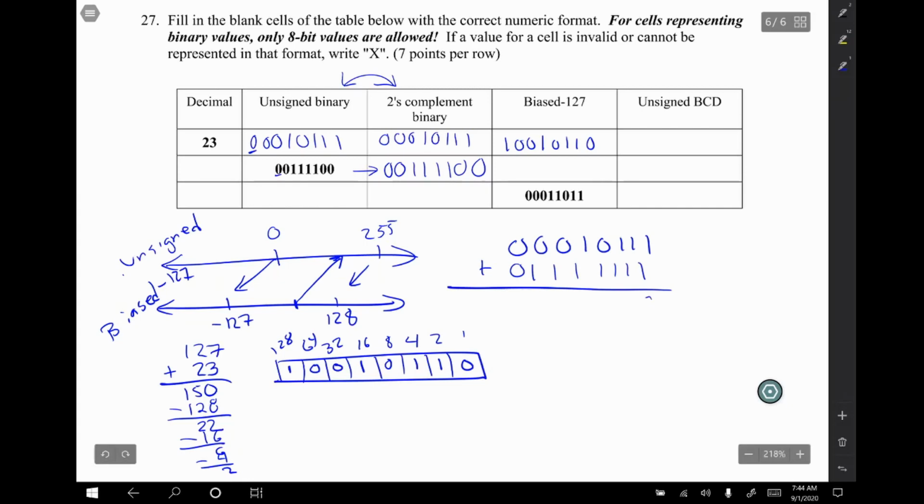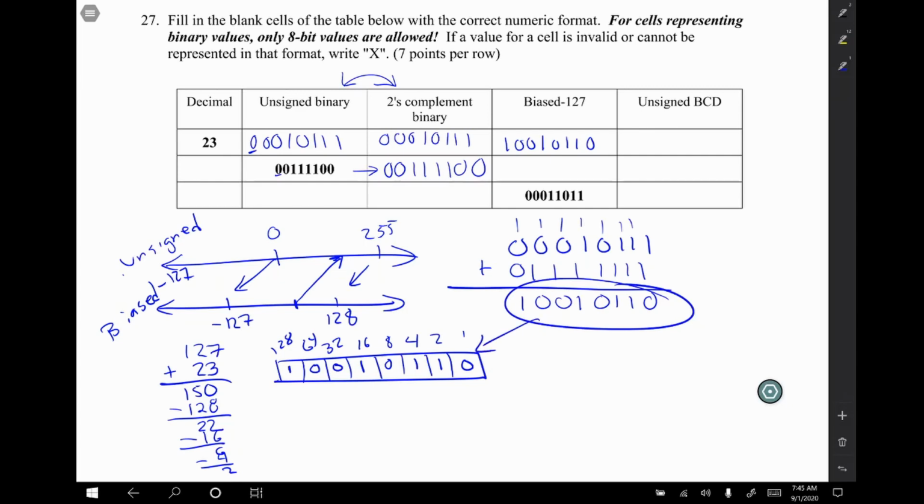So 1 plus 1 is 0, carry the 1. 1 plus 1 plus 1 is 1, carry the 1. 1 plus 1 plus 1 is 1, carry the 1. 1 plus 0 plus 1 is 0, carry the 1. 1 plus 1 plus 1 is 1, carry the 1. 1 plus 0 plus 1 is 0, carry the 1. 1 plus 0 plus 1 is 0, carry the 1. 1 plus 0 plus 0 is 1. Notice that that value is exactly the same as the value that we got before.